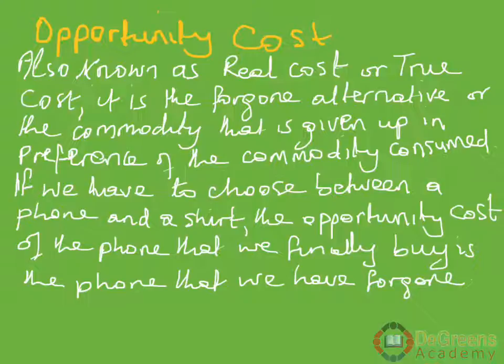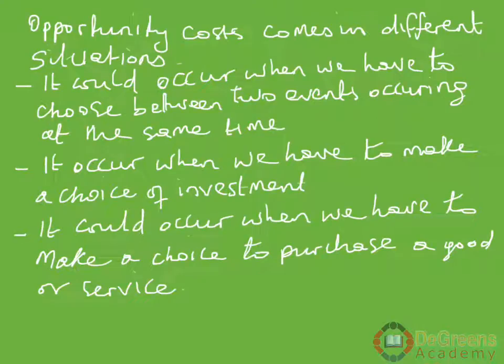So if we have to choose between a phone and a shirt, the opportunity cost of the phone that we finally buy is the shirt that we have forgone. The opportunity cost of the phone that we finally buy is the shirt that we have forgone. So you've seen what an opportunity cost is.